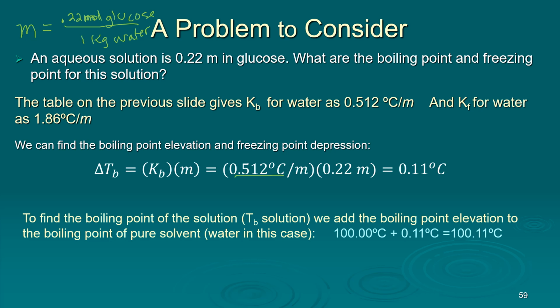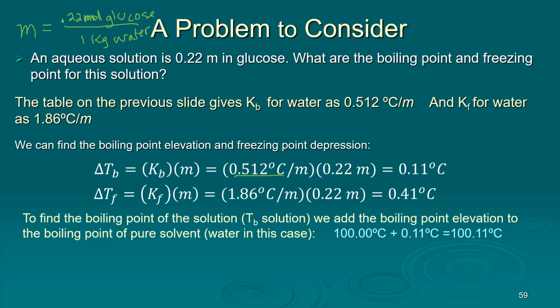So don't forget that part. That's the change in boiling point, and then you add it to the actual boiling point. And in this case, water is 100, so we add it to 100. Delta TF is Kf times m. So this time, Kf is 1.86 times 0.22, we get 0.41. So actually the freezing point lowers a little bit more than the boiling point does. And again, that is not the freezing point.